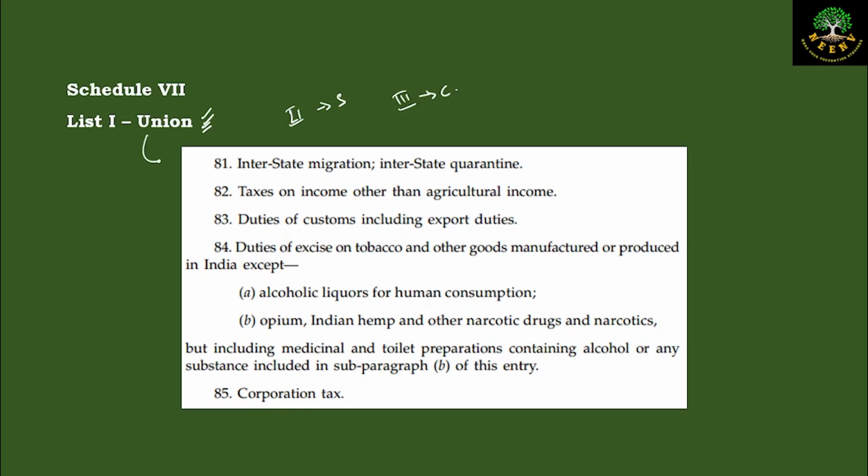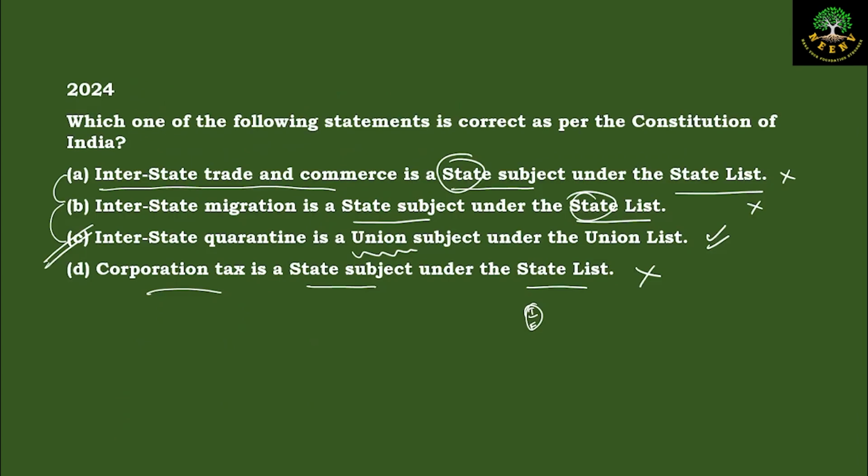If you look at the union list, interstate migration and interstate quarantine are by the central government. Also, the taxes on income other than agricultural income are levied by the central government. And obviously the duties on customs, including the export duties, will be levied by the central government. If you look at entry number 85, again very clearly they have mentioned that the corporation tax or the corporate tax will also be levied by the central government. So that is why for this question, option C is the correct answer.